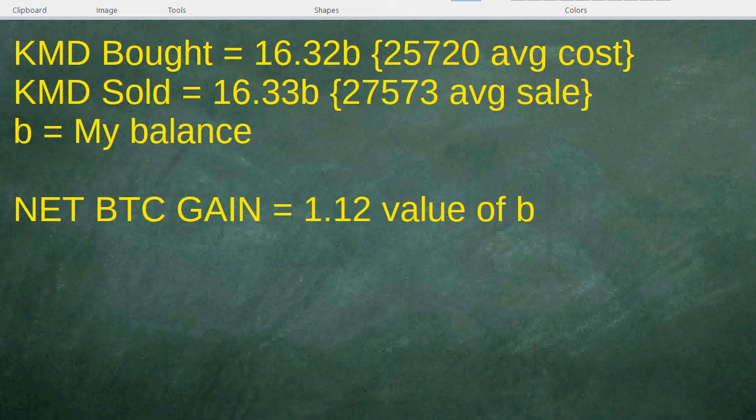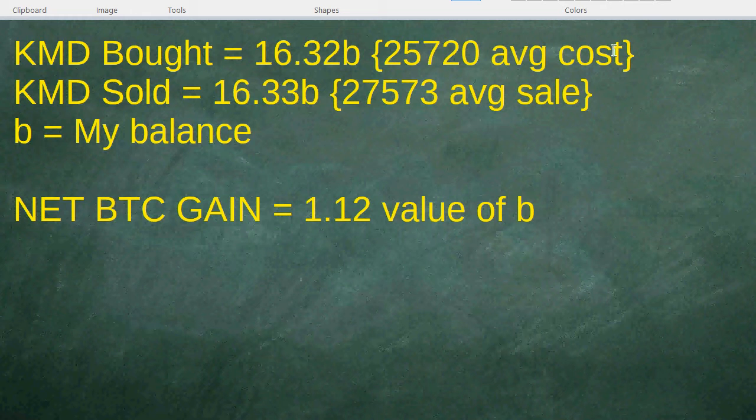And my net BTC gain in the buys and sells over the last 403 days equals 1.12 value of my B, which tells me that over this recent period, I've barely been able to get what I own for free starting on that date. And I already had what I had for free at that point anyway. Which is really, when you're able to have this kind of differential, it's profitable.